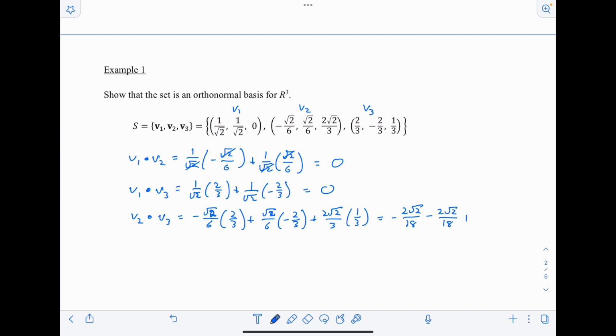And plus 2 root 2 over 9. So in that last fraction, if we get a common denominator of 18, we would just have a 4 over 18. So I have negative 2 minus 2 is 0, or excuse me, negative 4 plus 4 is 0. And so this is also 0. So we know then that because all three pairs of dot products are 0, these are what we are going to call mutually orthogonal, that each vector is orthogonal to all the others.